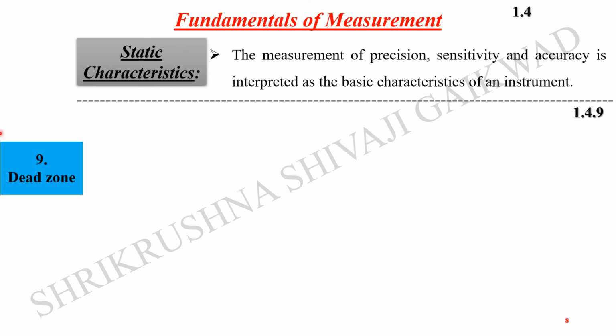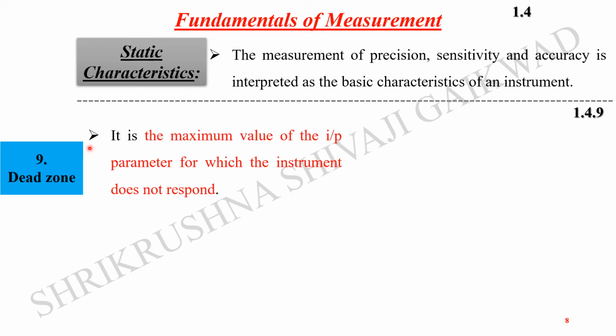Now another property is the dead zone. Dead zone is something like it doesn't exist over there. It is dead, not able to measure or give its output value for certain regions. It is the maximum value of the input parameter for which the instrument does not respond. So this is the maximum value. Even if we try to change the input parameter, the output is not going to change, or we are not able to get the output. So this gives us the dead zone.